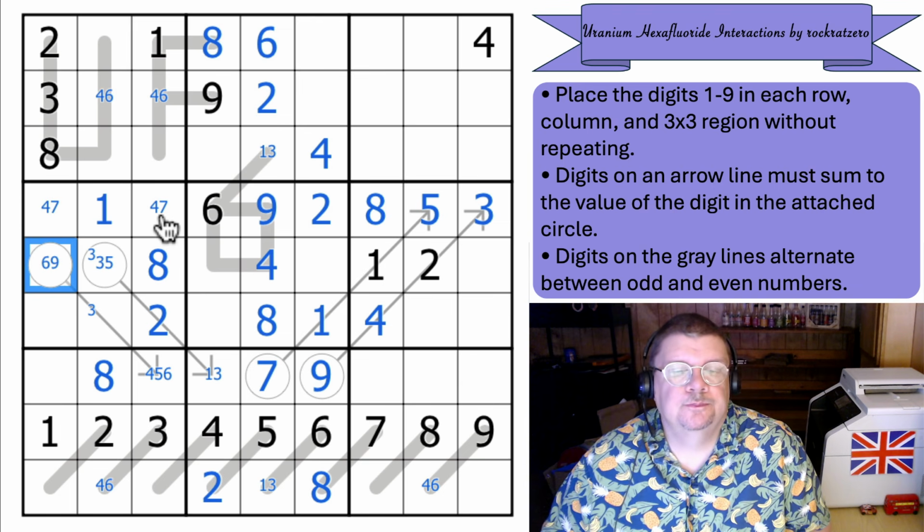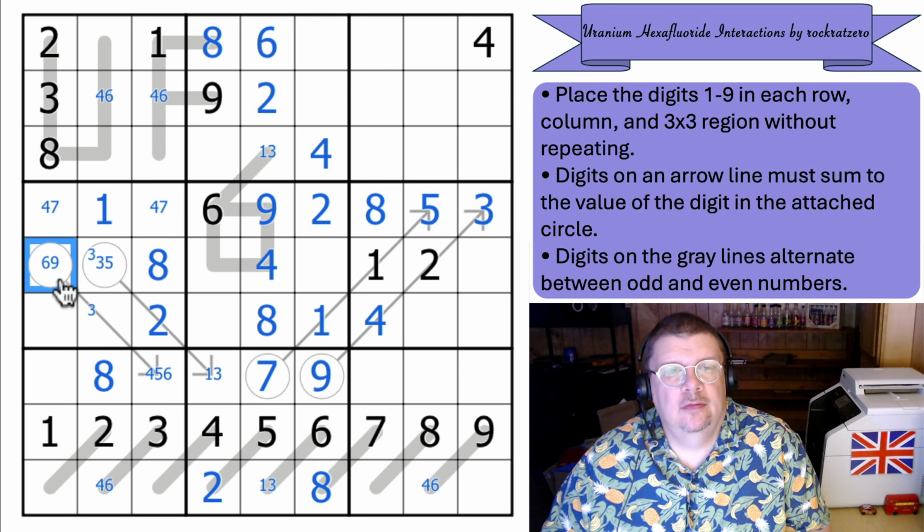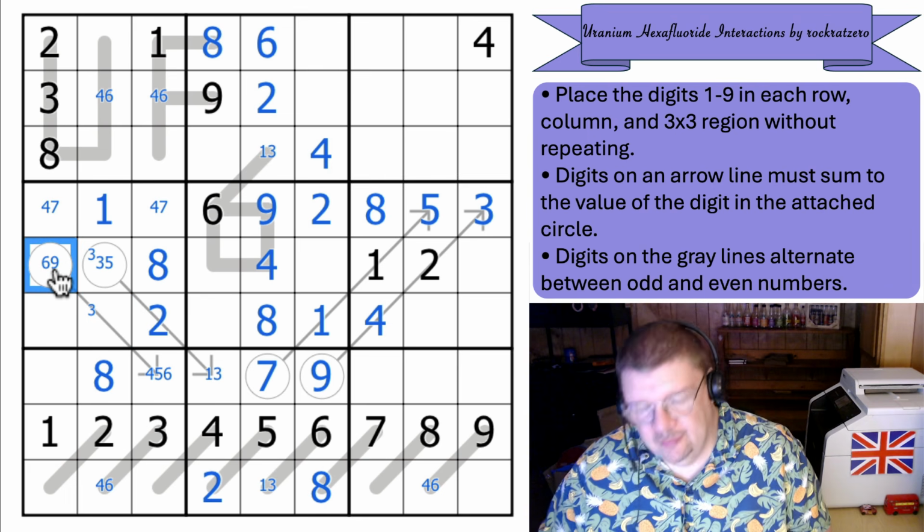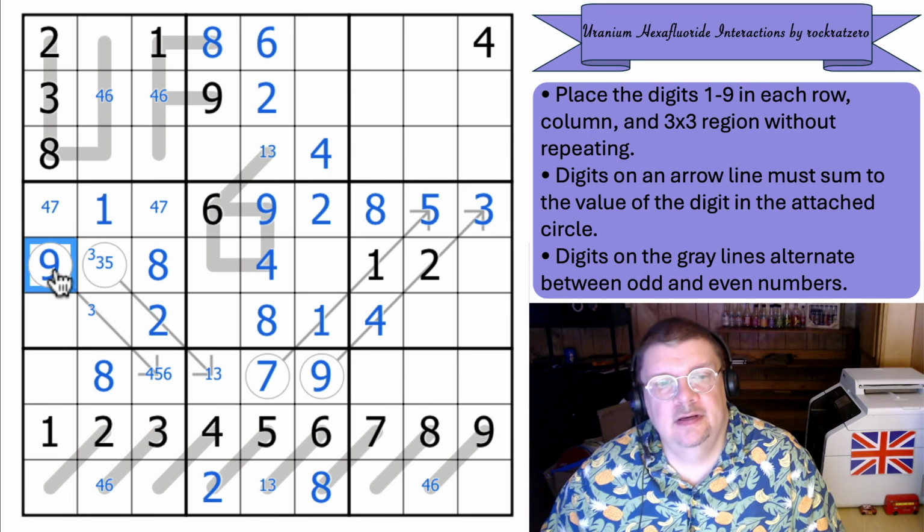Okay. So if this is 6, then this could be 4 with a 2, which doesn't work, because there's a 2 there. 5 with a 1, which doesn't work. And 6 with a 0, which obviously doesn't work because I don't have a 0 available. So that must be 9.